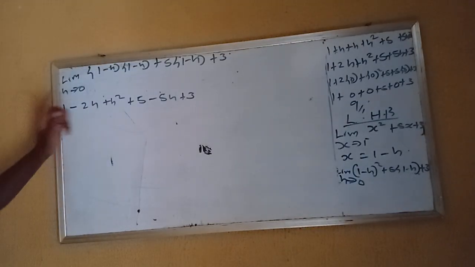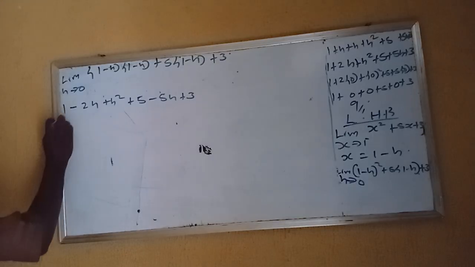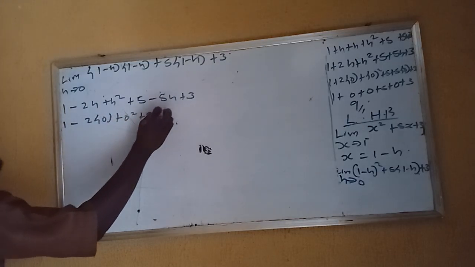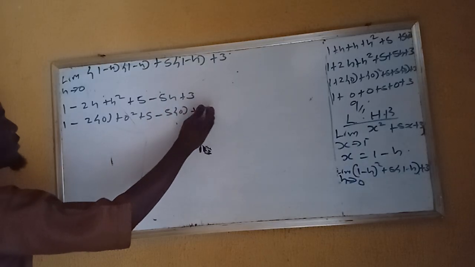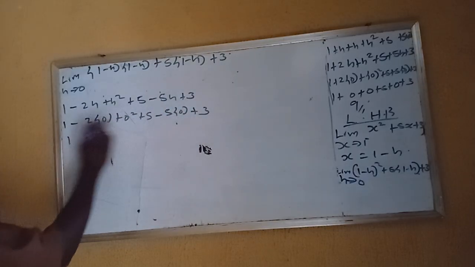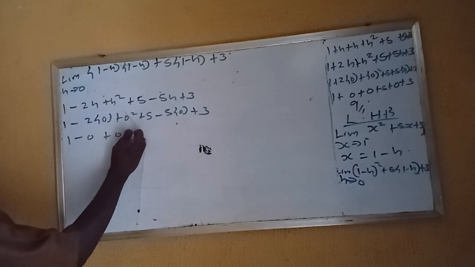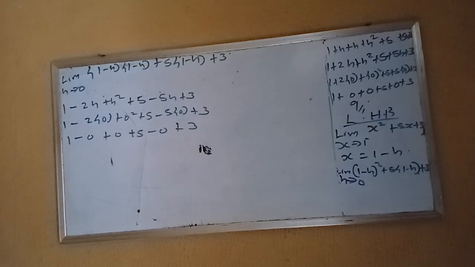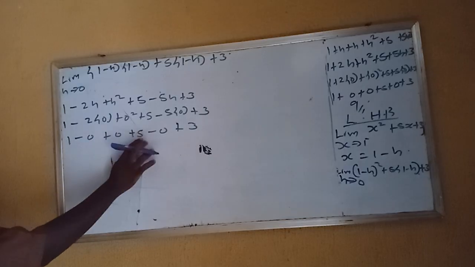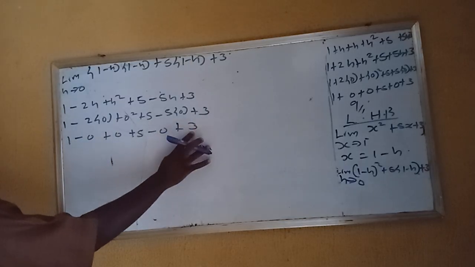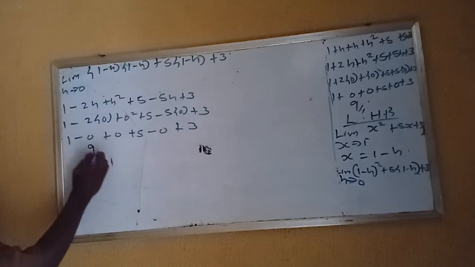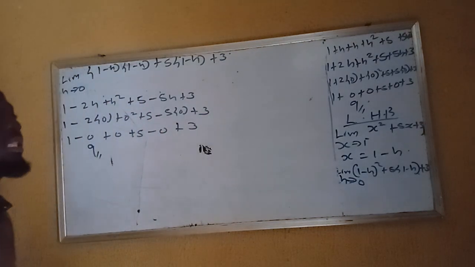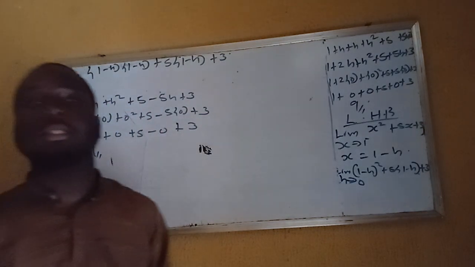That's the way. So now, anytime we say h, we put 0. So we have 1 minus 2 times 0, plus 0 squared, plus 5 minus 5 times 0, plus 3. So we have 1 minus 0 plus 0 plus 5 minus 0 plus 3. So we are having 1 plus 5 is 6, 6 plus 3 is 9. So you see now, both our left hand rule and our right hand rule gave us 9. Definitely the limit exists.